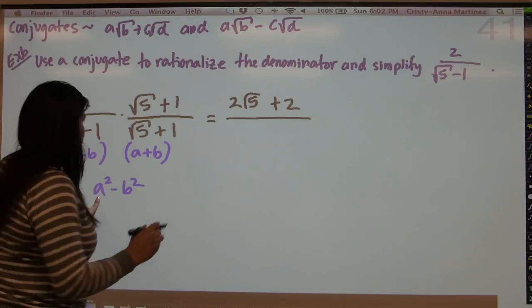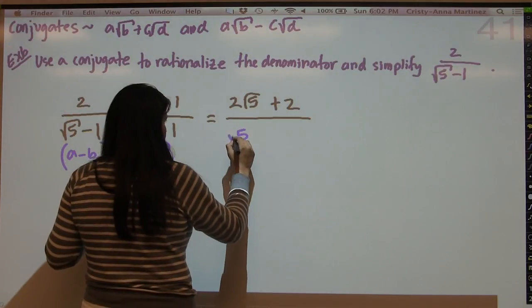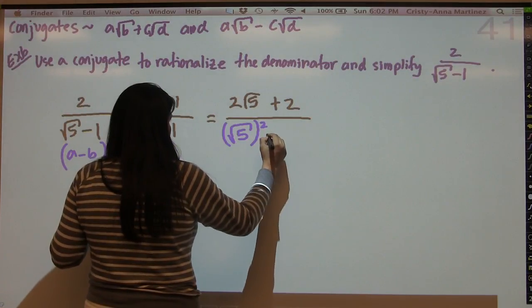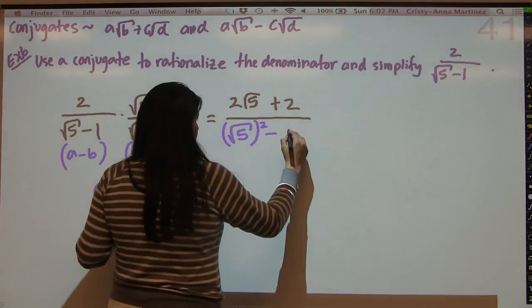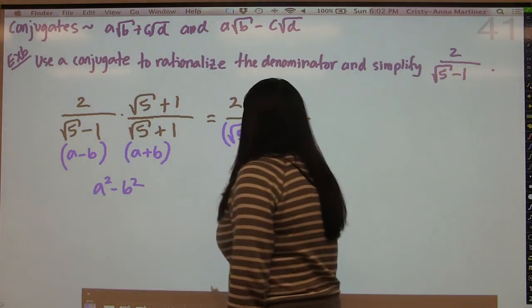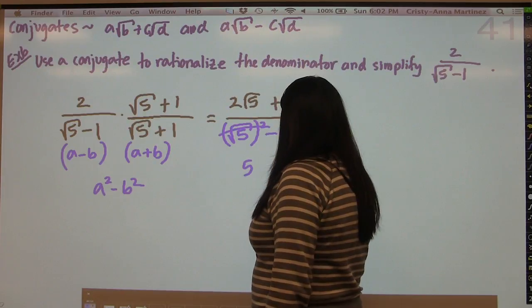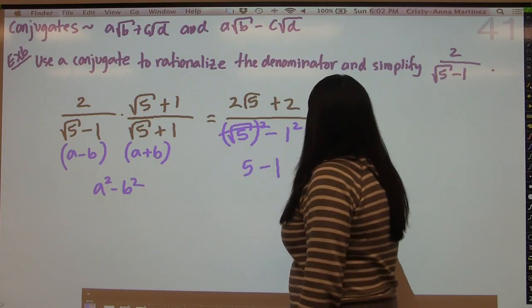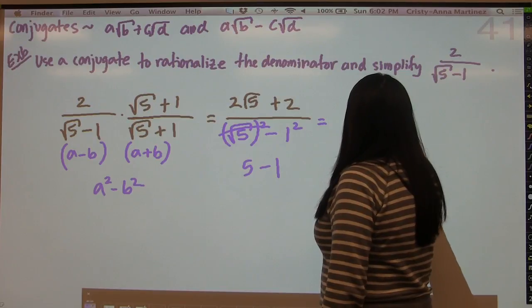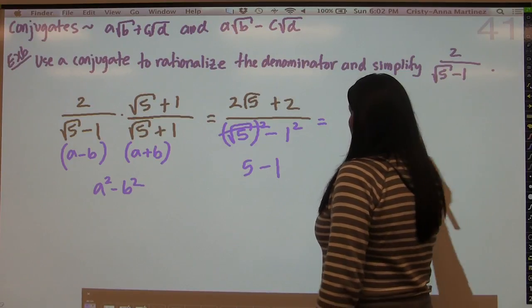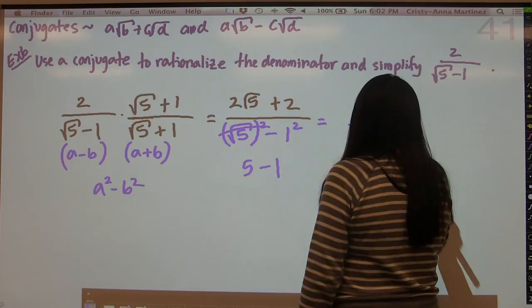So I'm going to get root 5 squared minus b squared, which is 1. Okay, so this time, the root 5 squared still cancels, you get 5, but now you get minus 1 squared, so you get minus 1. So our final answer is 2 root 5 plus 2 over 5 minus 1, which is 4.